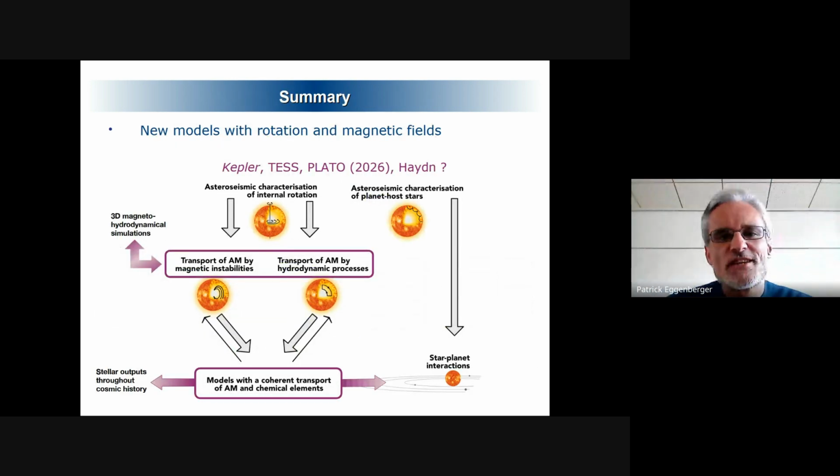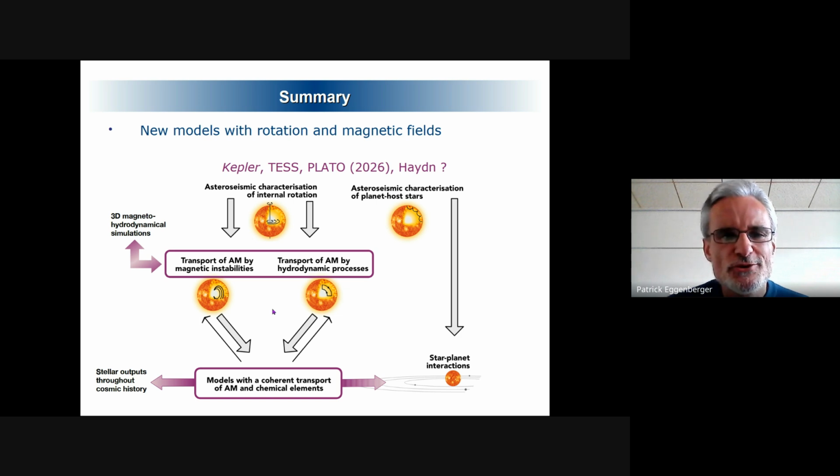The idea was just to say, as a summary, that we want to try to improve, as you have seen, the modeling of these effects of rotation and magnetic field, and we rely for this on asteroseismic data. This is done basically with Kepler data currently. We are waiting for the upcoming Plato mission. Perhaps there will be, if we are lucky, the Haydn mission, which will be proposed as the next call M8 for the ESA. And we use all these asteroseismic data to try to improve our modeling of transport of angular momentum by magnetic but also hydrodynamic processes.